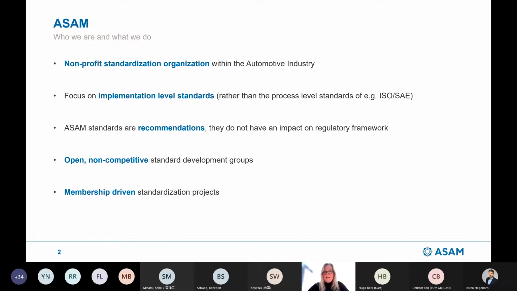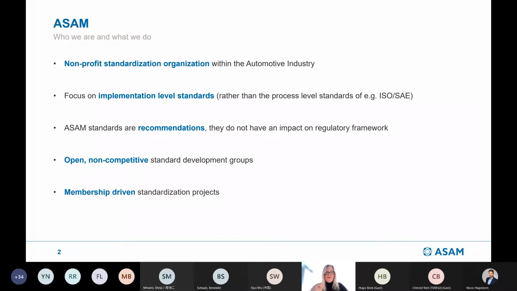Important to know is ASAM standards are just recommendations. They do not have an impact on regulatory framework. That's very important. You don't have to obey our standards. It's just a recommendation. They are developed in working groups, which are open and non-competitive, meaning everybody can take part. You have to be an ASAM member, but no matter if you're OEM or a tool vendor or academic, everybody who's a member can take part and work on non-competitive issues and areas.